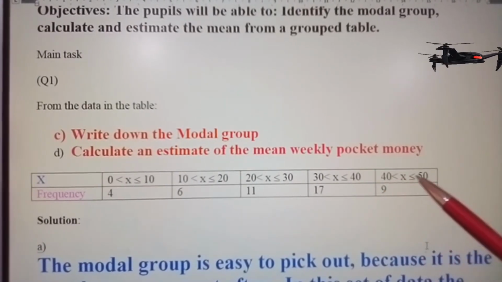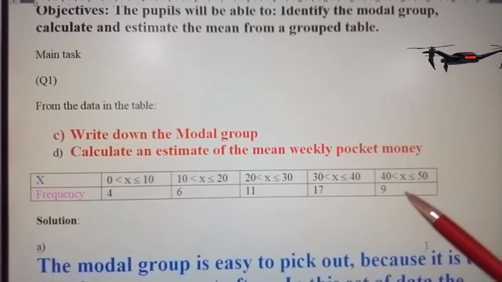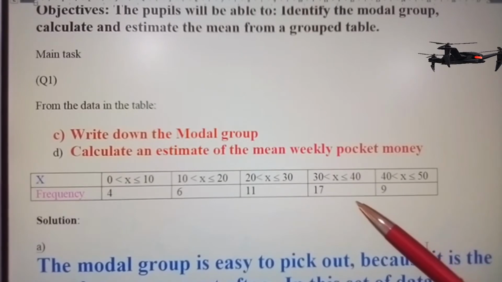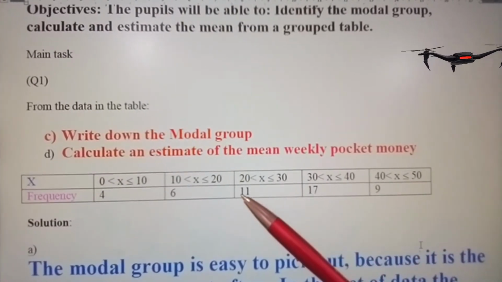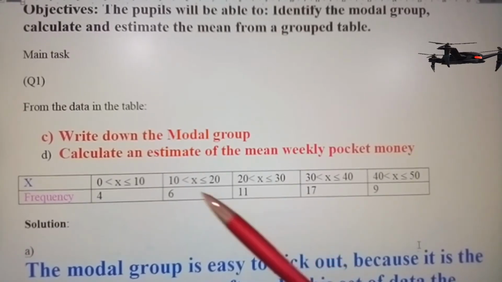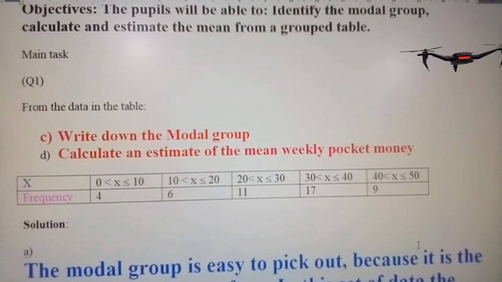And we've got 40 to 50 people getting 9 pounds per week. We've got 30 to 40 getting 17 pounds per week, 20 to 30 getting 11 pounds per week, 10 to 20 getting 6 pounds per week, 0 to 10 getting 4 pounds per week, okay?